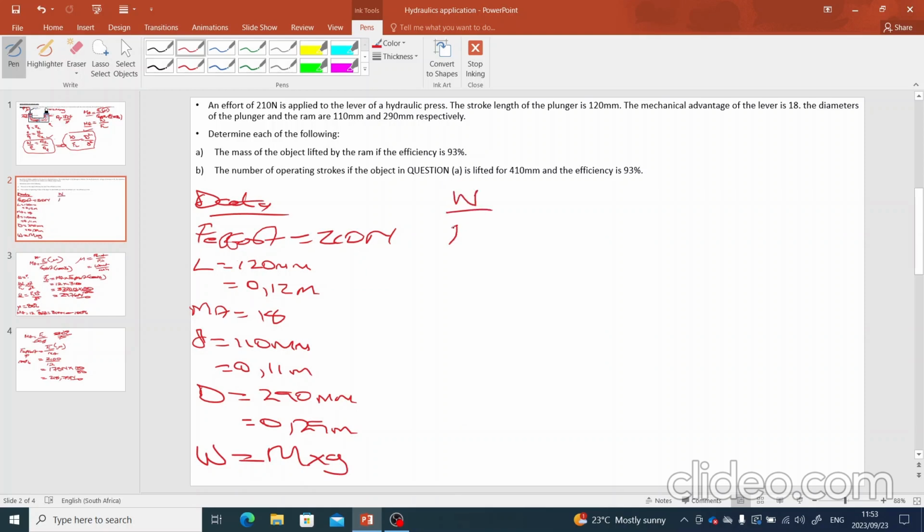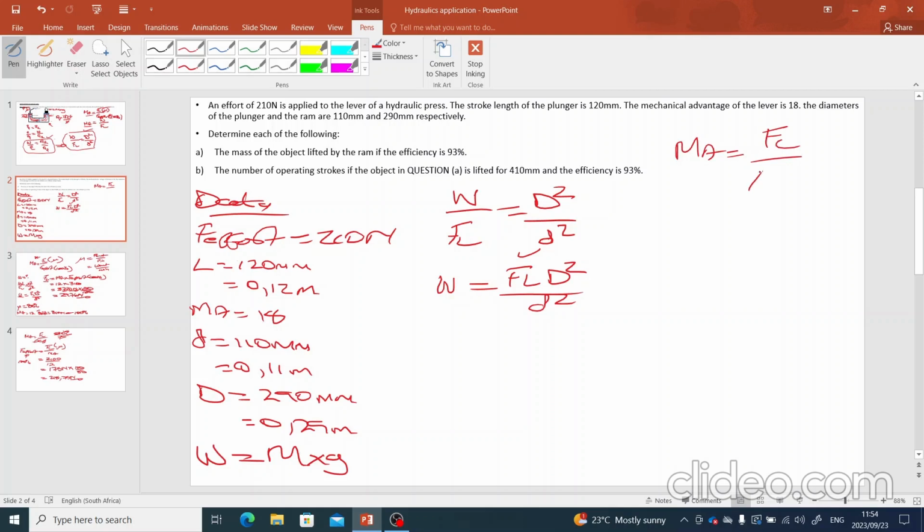We now know which formula to use. It is W over F load equals D squared over small d. Then we want the W so that we can get the mass. Then it will be F load multiplied by D squared over small d. But when we compare the given information and the formula, we realize that we don't have FL. For us to get the FL, we have to use this formula: mechanical advantage equals F load over F effort. We then have to make F effort the subject of the formula.